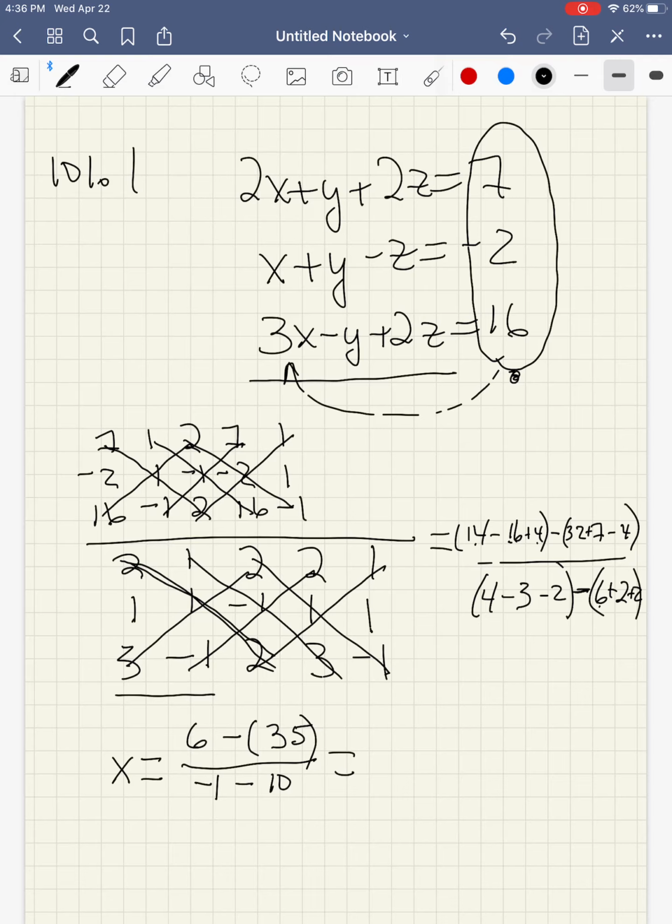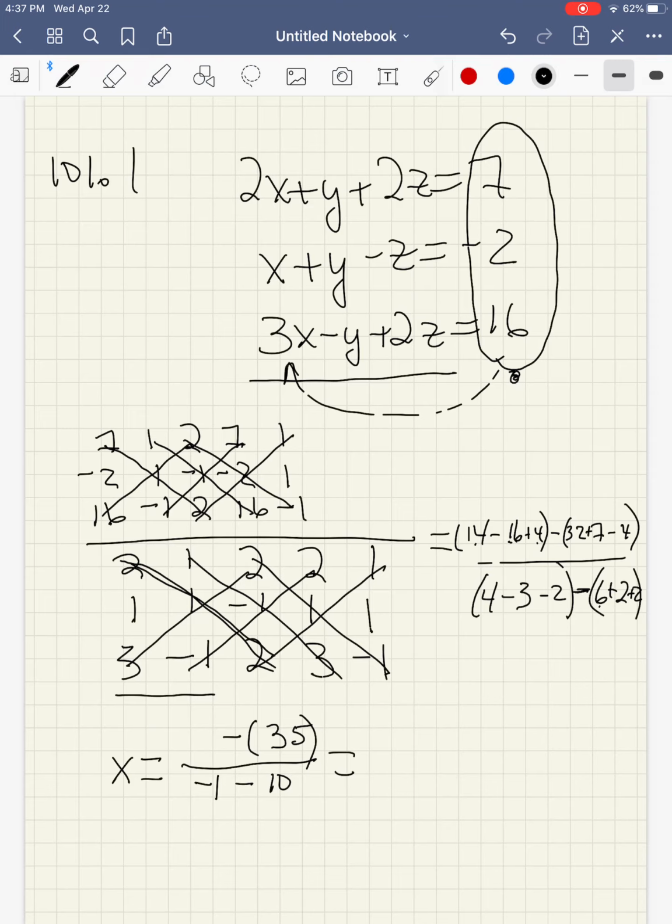So 6 minus 35 would be, how did I, 32 plus 7 is 39 minus 4 is 35. 35. Negative. Oh, this is negative 2 plus 4. Oh, that's where it's wrong.